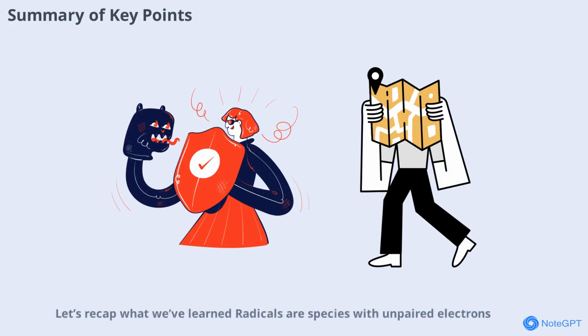Let's recap what we've learned. Radicals are species with unpaired electrons, making them highly reactive. They play crucial roles in chemistry, biology, industry, and the environment. While they can be dangerous, careful control allows us to harness their power for good. Understanding radicals is essential for science and technology.